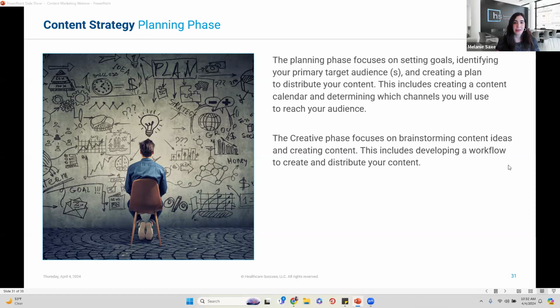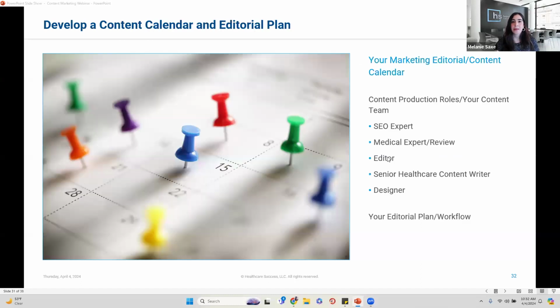Then we have the creative phase. It focuses on brainstorming content ideas and creating content, and includes developing your workflow and distributing your content. So the content calendar, I kind of want to go back to highlight a few very important aspects of content marketing. If you work on these areas and have them organized, this is where you can save a lot of money. And one of them is your marketing calendar, your editorial calendar.